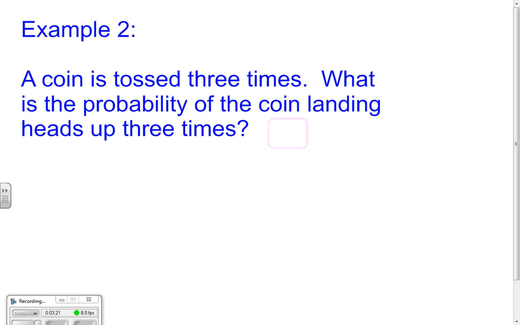Number 2, a coin is tossed 3 times. What is the probability of the coin landing heads up 3 times? All right, well, the probability of the first time is 1/2, and then the second time is 1/2, and the third is 1/2. To get a final probability of 1/8.